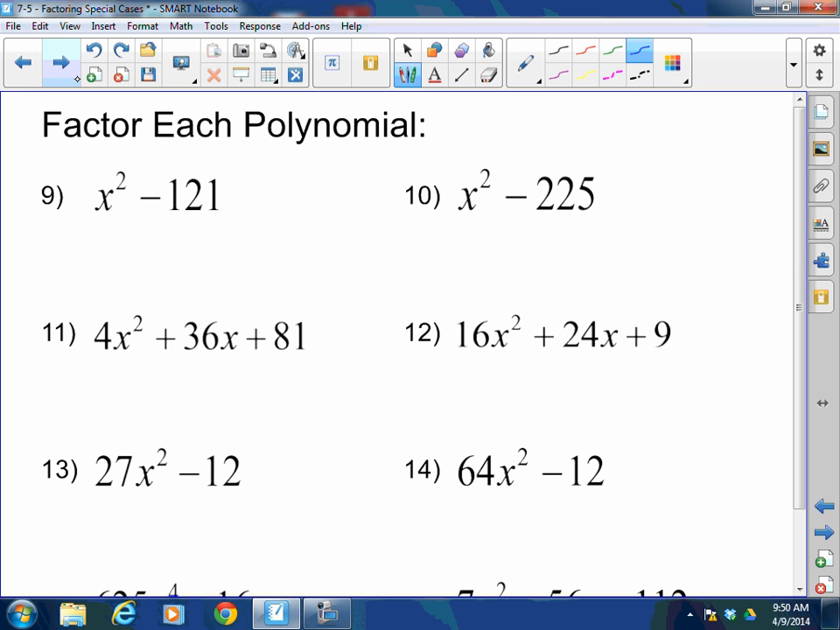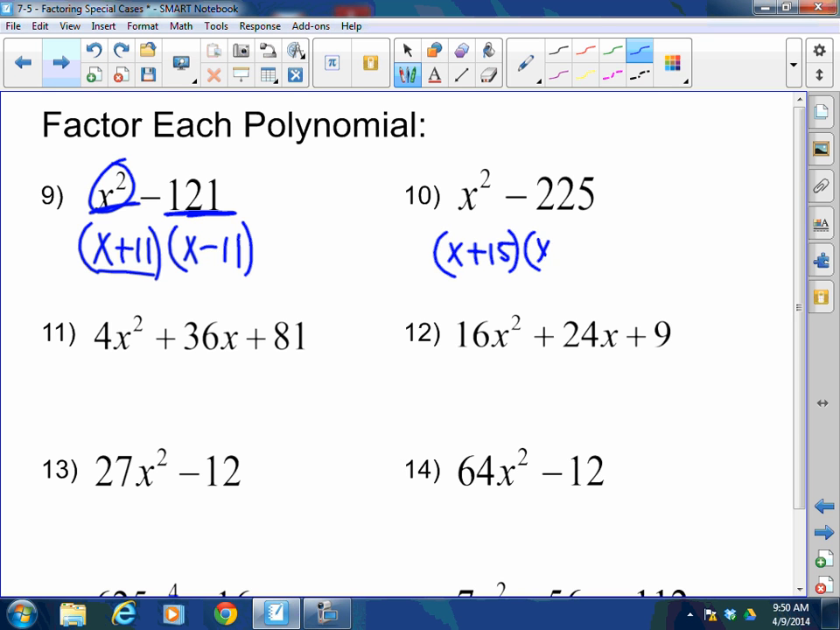Okay, number 9. You tell me now. x plus 11, x minus 11. How did this happen? Square root of the first plus square root of the second times square root of the first minus square root of the second. Done. Number 10, what you got? Very good. Square root of the first plus square root of the second times square root of the first minus square root of the second. 15 times 15 is 25. Very good. Okay, number 11.